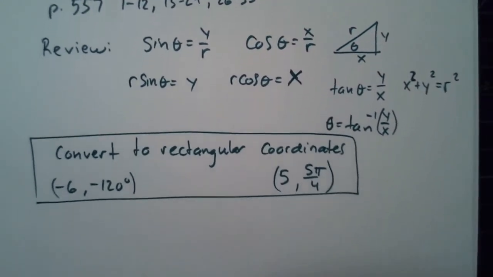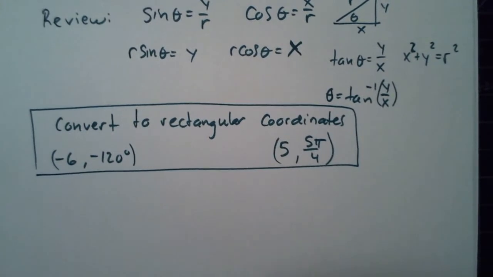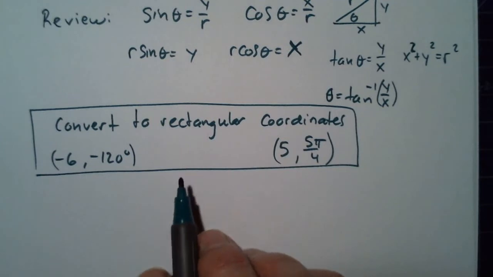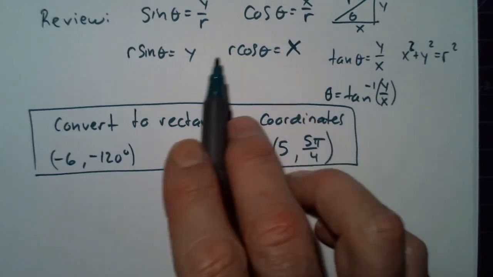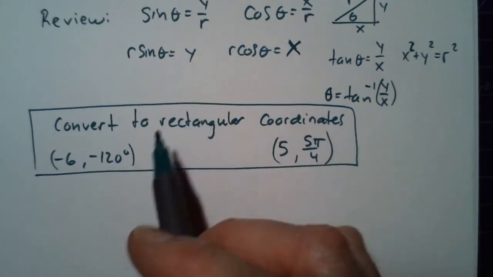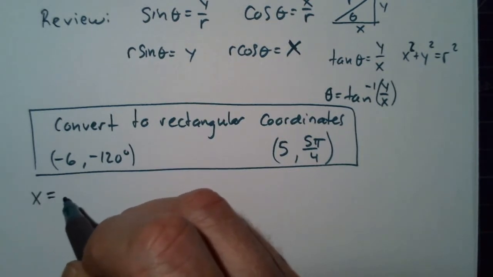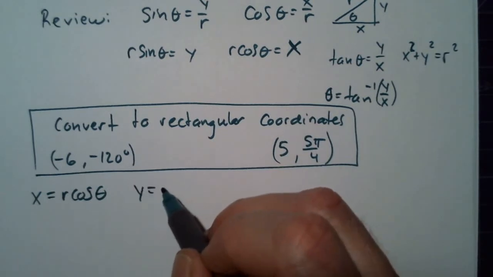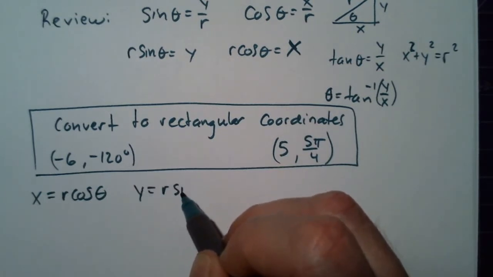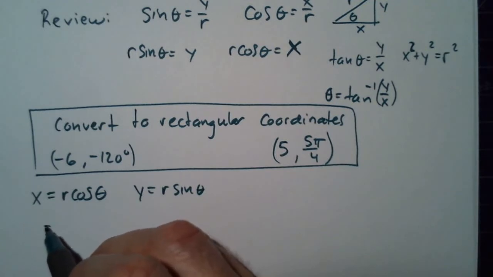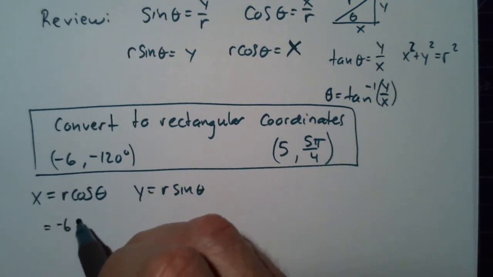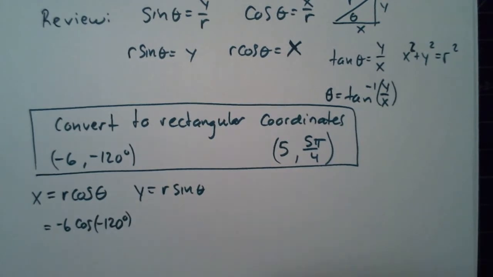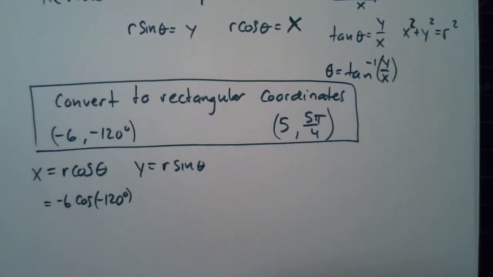So let's look at this question. Convert the polar coordinate to rectangular coordinates. And to do that, we just have to find x and y, and here are the formulas for x and y. So the formula for x is r cosine theta. And we have y equals r sine theta. So r is negative 6, cosine of negative 120. We just evaluate that and we have the x value.